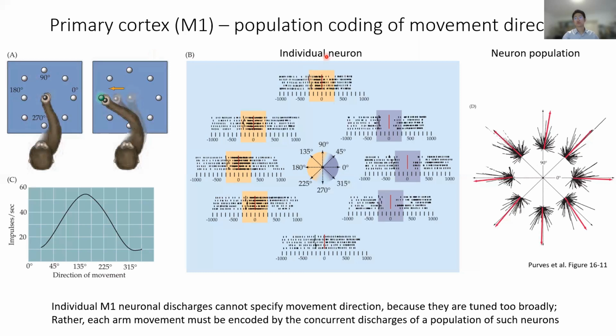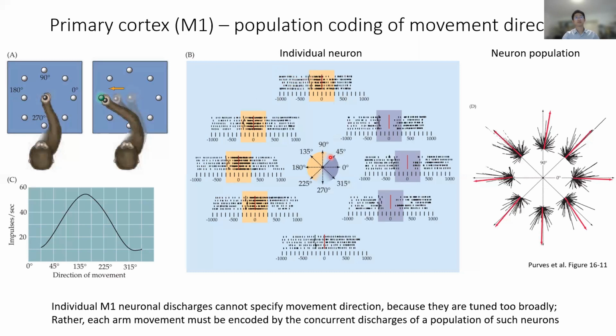Let's take an individual neuron in the M1 area. I will explain this figure here. The monkey reaches in 8 different directions, each with a 45-degree interval. This is one single neuron. Each vertical bar represents one action potential of the neuron, and along this axis is the timing. If the bars are very intense here, that means this neuron is more activated. And here each line represents one trial of the same neuron.